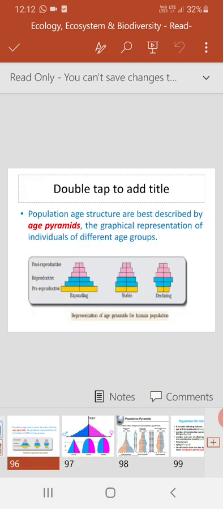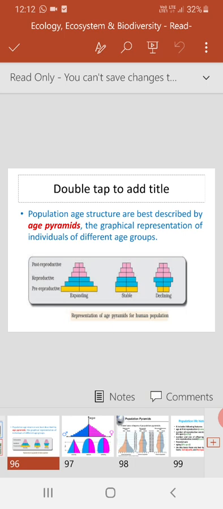In the case of an expanding pyramid, the number of pre-reproductive age group individuals is more as compared to reproductive and post-reproductive. You can see in the slide that the number of pre-reproductive individuals is more as compared to reproductive, and the number of post-reproductive individuals is further less as compared to reproductive and pre-reproductive.